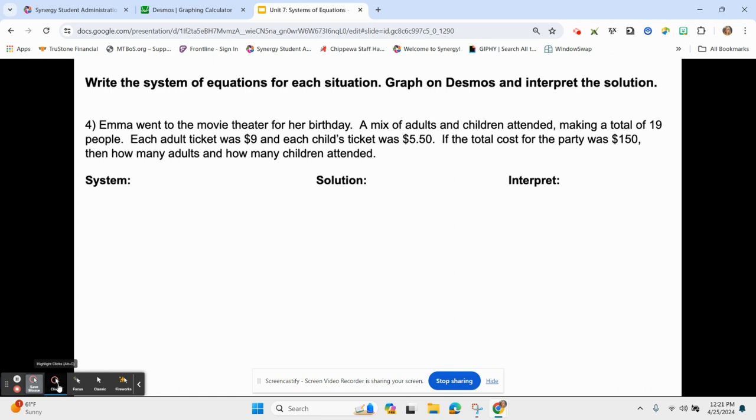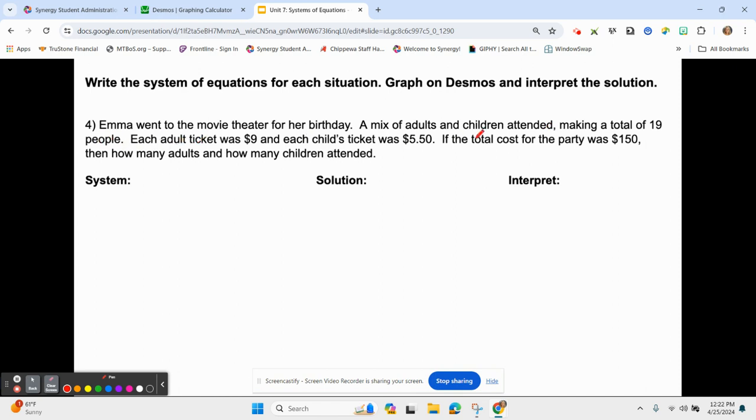So let's take a look at this first one here. Okay. And so Emma went to the movie theater for her birthday. A mix of adults and children attended, making a total of 19 people.